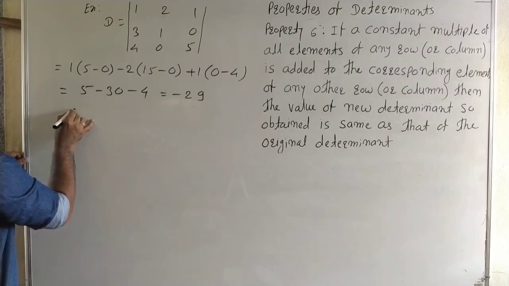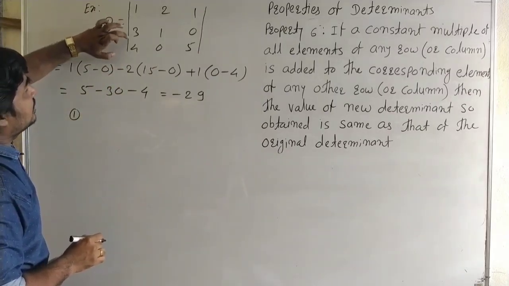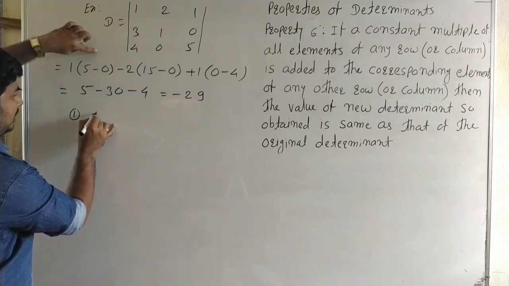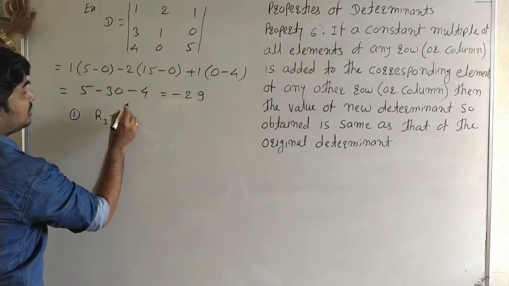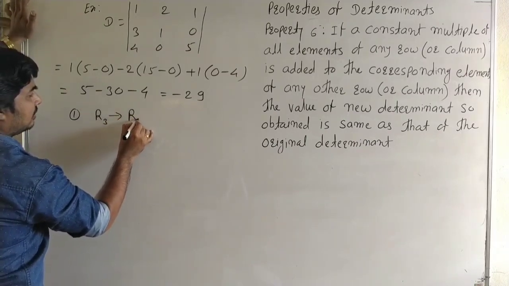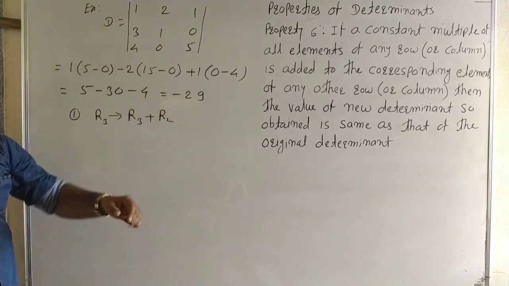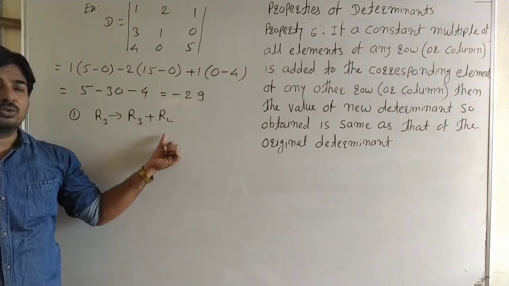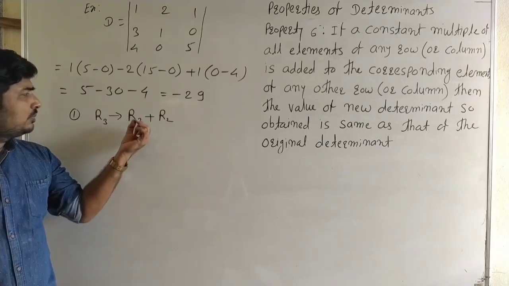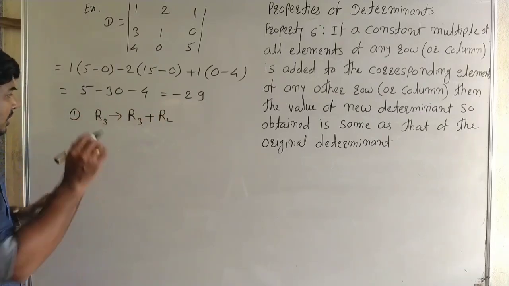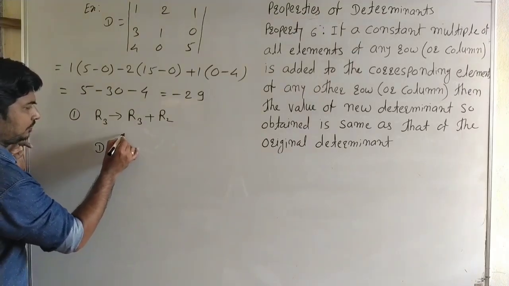Now we perform the transformation on, suppose, row 3. The transformation is row 3 plus row 2. It is a constant multiplication, here multiplied by 1, a simple transformation row 3 plus row 2. Then the obtained determinant we can say is D1.